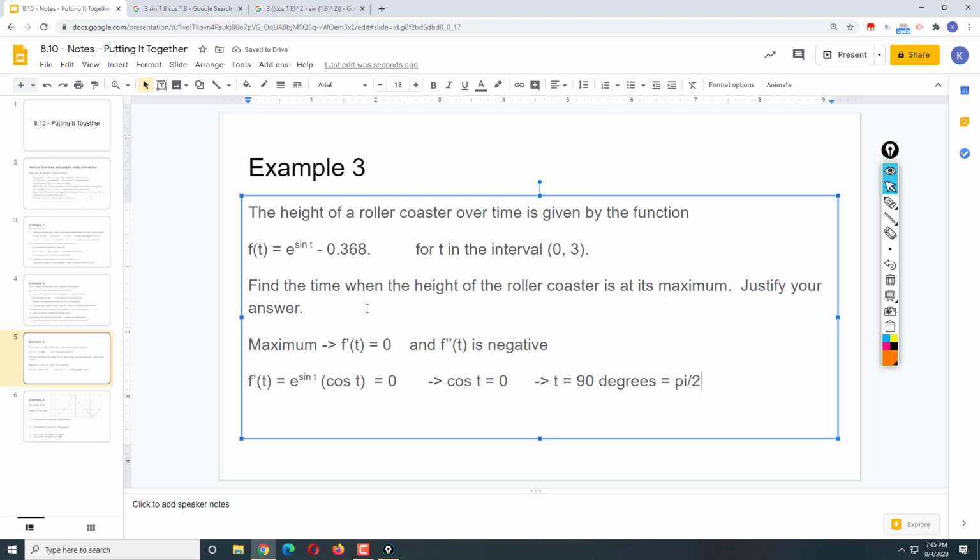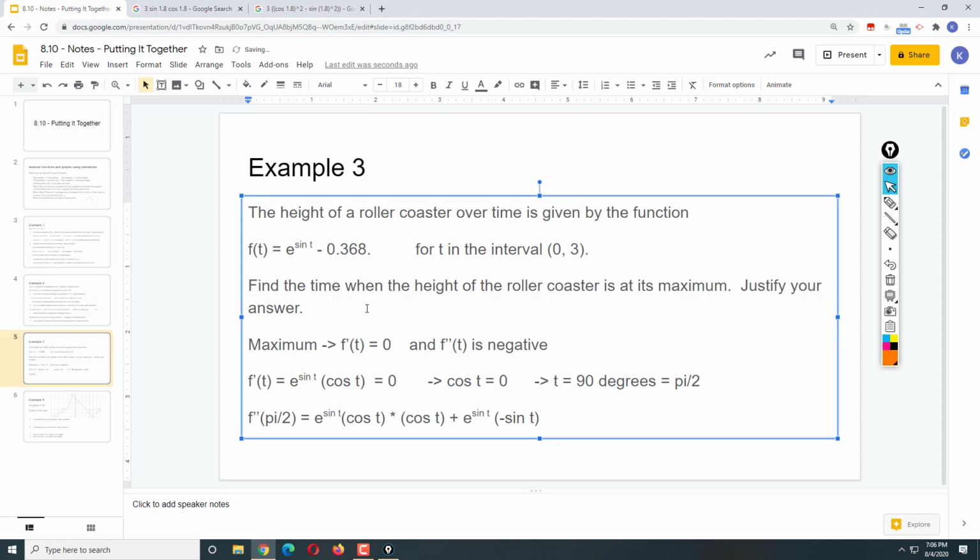Okay. Is it actually at its maximum? Let's check the second derivative at pi over 2. Let's take the derivative. We need to first use the product rule. The derivative of the first term, again, is e to the sine t power times cosine t, times the second term, cosine t, plus the first term, e to the sine t, times the derivative of the second term, negative sine t.